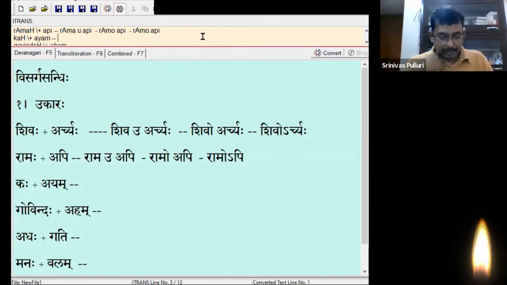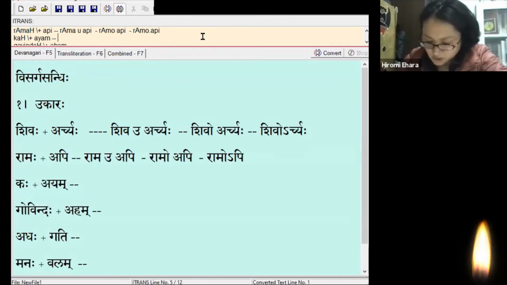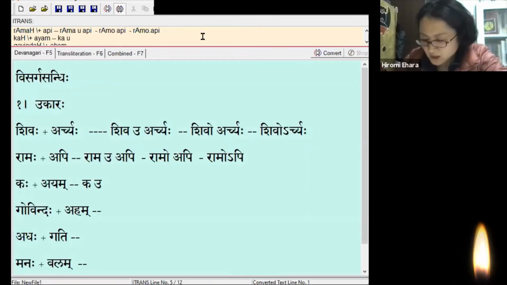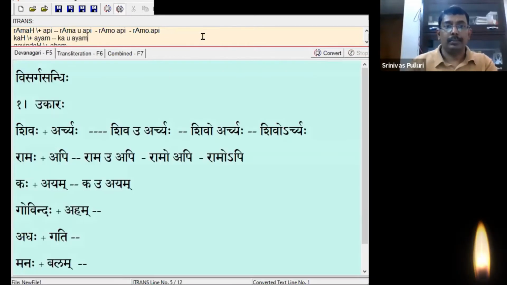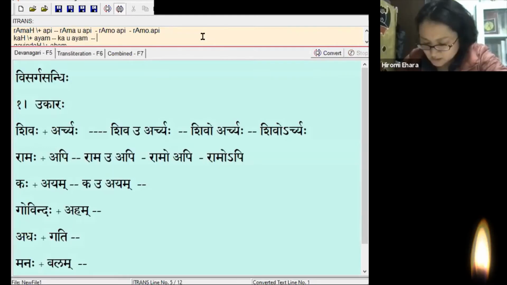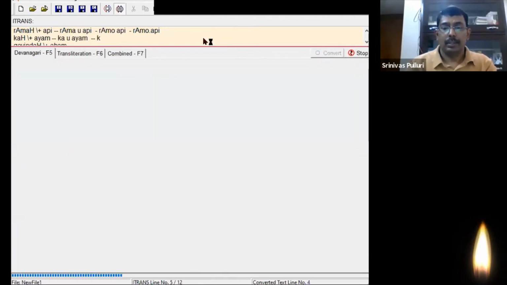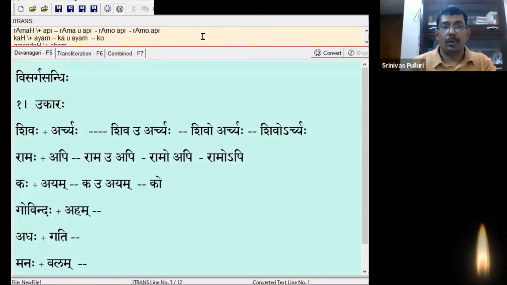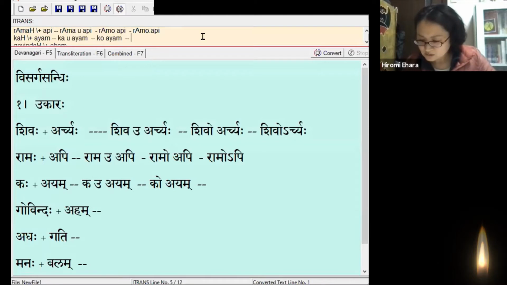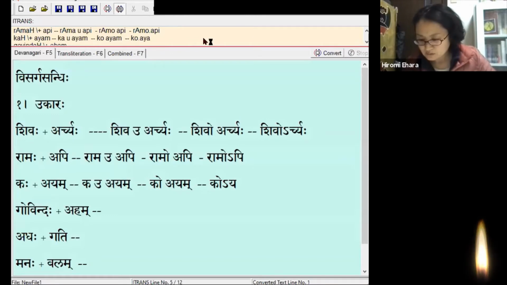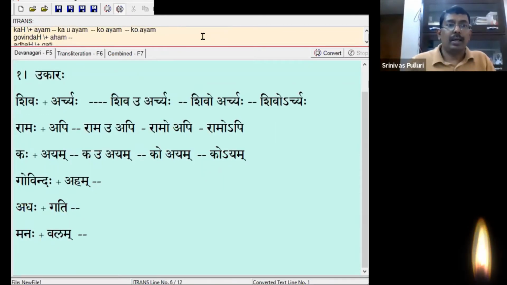Ramo api. Perfect. Kaha becomes ka plus u. Ka plus u, then aham or ayam. Then ka plus u becomes ko. A plus O becomes O. What is the rule? Unasandhi. A plus O becomes O. Ayam. Then next, pararūpasandhiḥ. What will it be? Koyam. Now comes Govindaha plus aham.